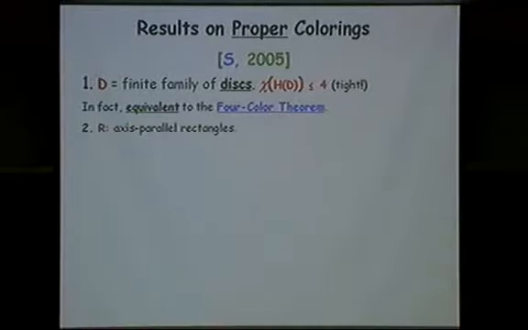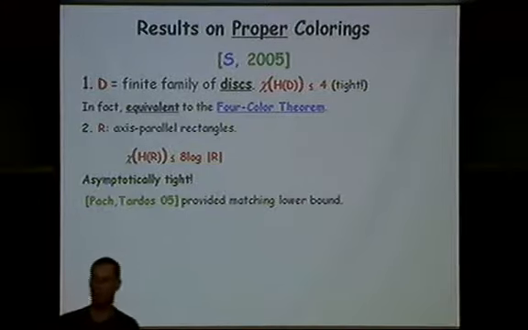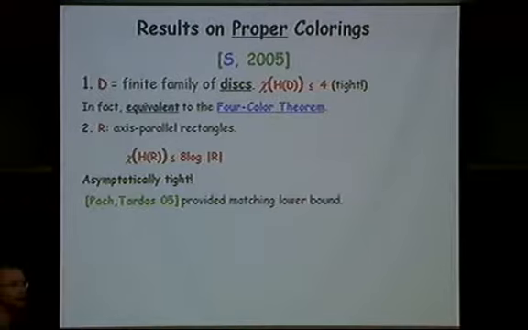Let me just say that if I have axis-parallel rectangles, then I can show that the chromatic number of the Venn diagram of axis-parallel rectangles is at most 8 log the number of rectangles, and this is almost tight. I mean, this is a sharp bound because Pach and Tardos provided a matching lower bound. They constructed an elegant construction of a bunch of rectangles that require, in any proper coloring, at least log the number of rectangles colors.